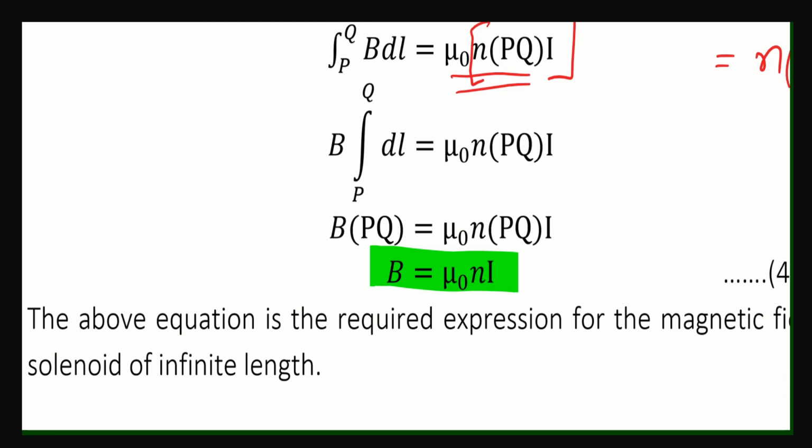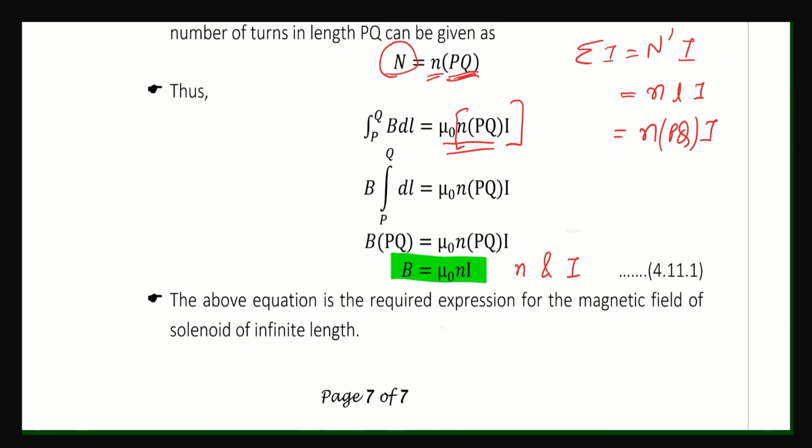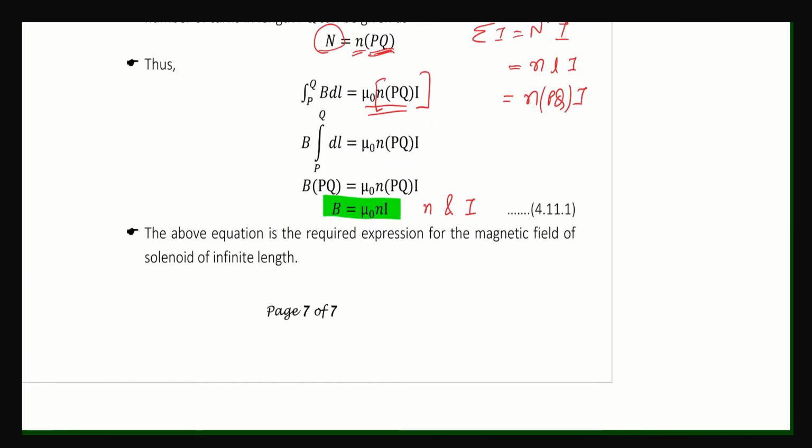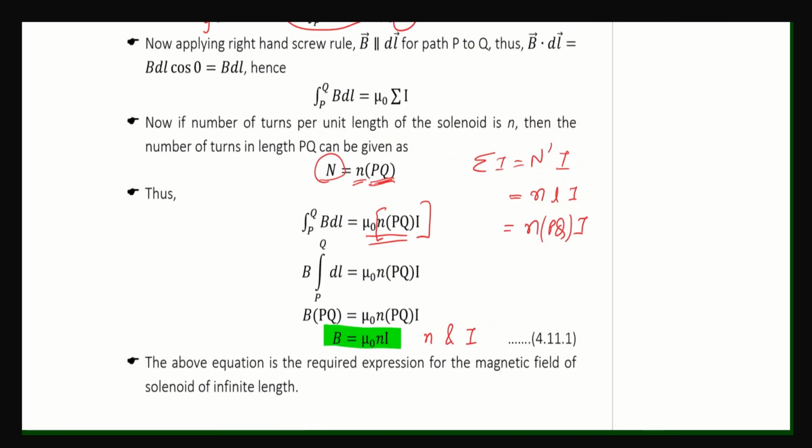This is the magnetic field of a solenoid of infinite length, which depends on two parameters. Which are the two? n, the number of turns per unit length, and I. So that is the topic. I hope you could understand. Thank you.